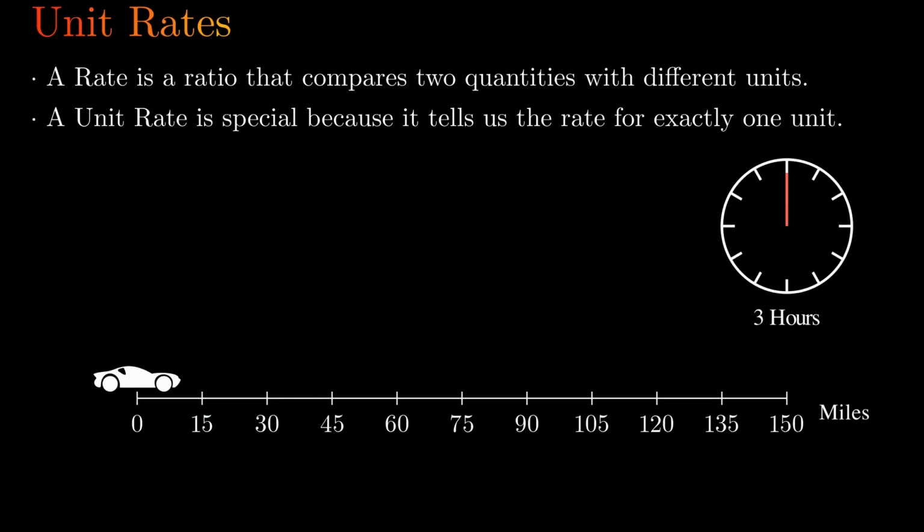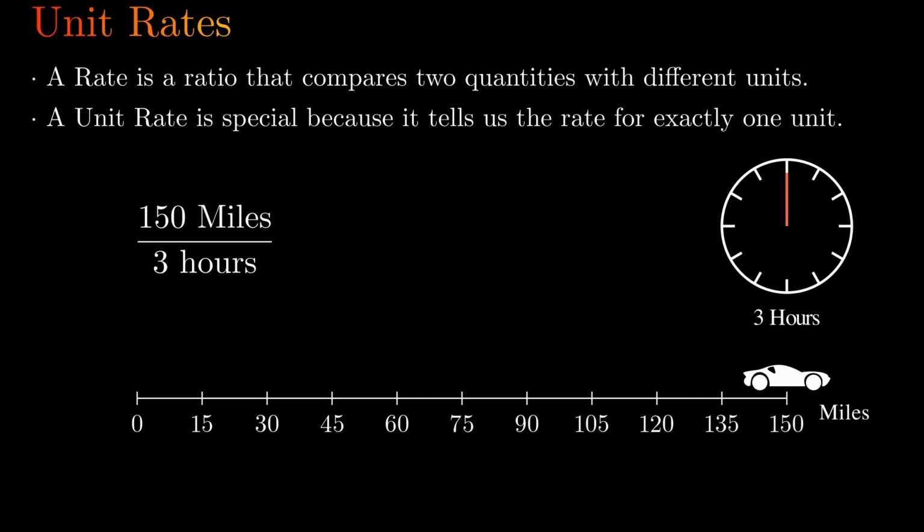Scenario B, speed. Imagine you are on a road trip and you drive 150 miles in 3 hours. How fast are you going? We need the miles for 1 single hour. We set it up as a fraction with hours on the bottom because we want that to become 1. We divide 150 by 3, which gives us 50 miles per hour. This tells us that for every single hour that passes, the car travels a distance of 50 miles. That is your unit rate. Whenever you need to compare prices or speeds, always divide to find out what 1 unit is worth.